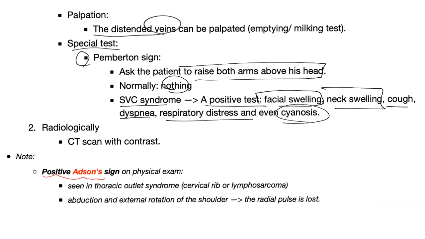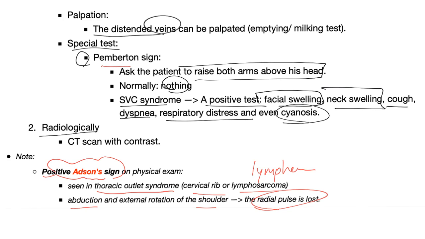Please do not confuse Pemberton sign with positive Addison sign. Positive Addison sign is seen in thoracic outlet syndrome when you have a cervical rib or a lymphosarcoma, which is an old term for lymphoma. Abduction and external rotation of the shoulder will lead to absent radial pulse.